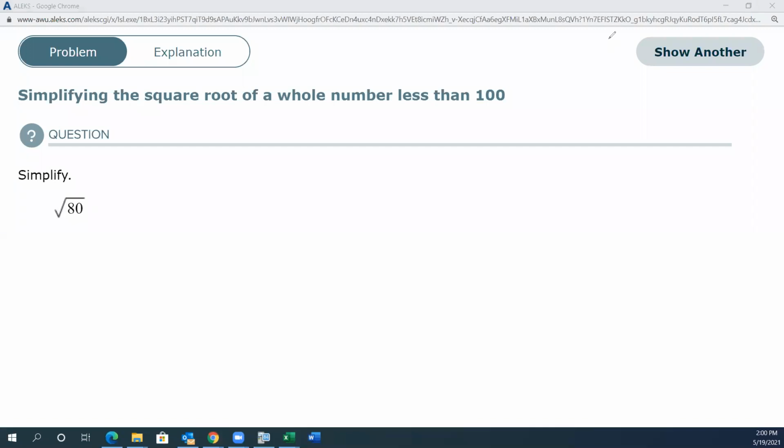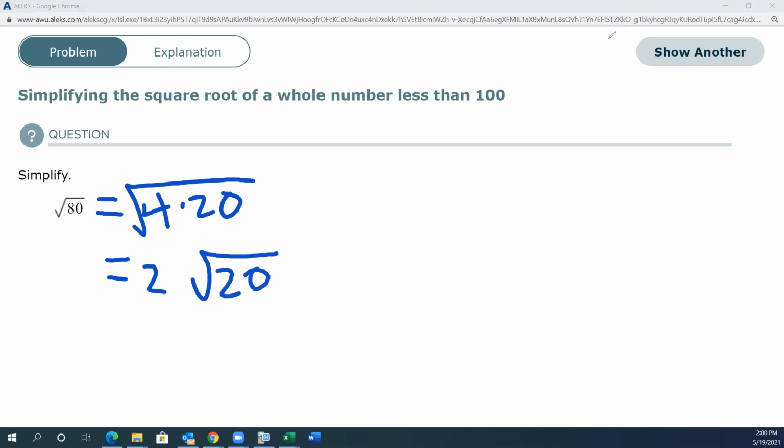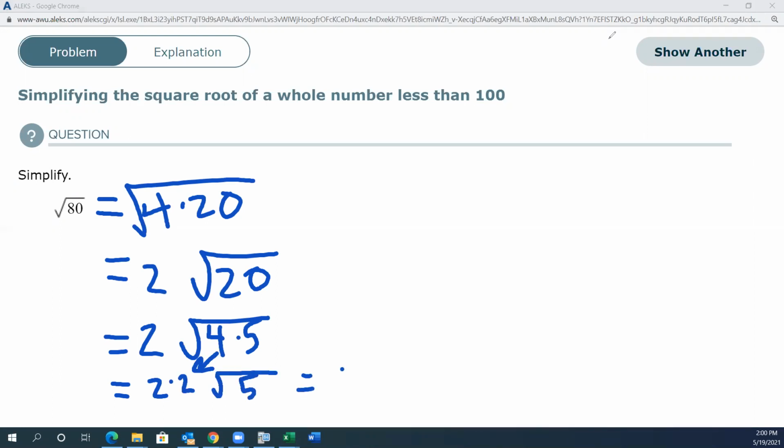Okay, so on this one, is there a perfect square that divides into 80? Yeah, 4 does, so 4 times 20, and the square root of 4 is 2. But you know what? There's a perfect square that divides into 20, and that's 4. So the square root of 4 is 2, again, and we get 4 times the square root of 5.